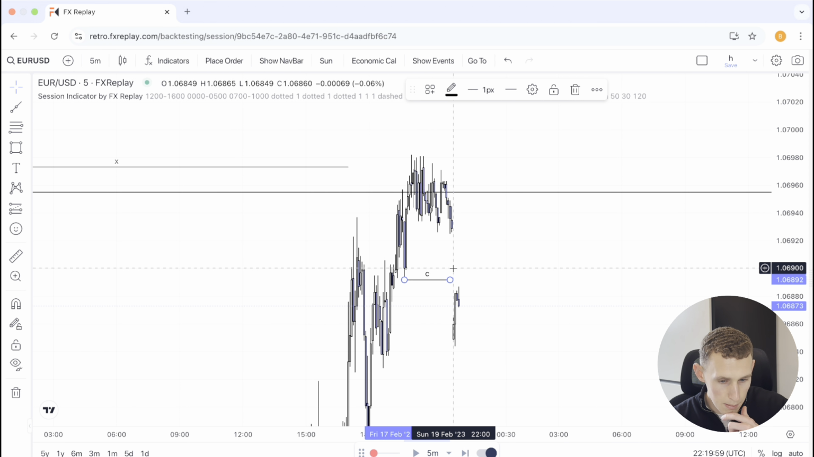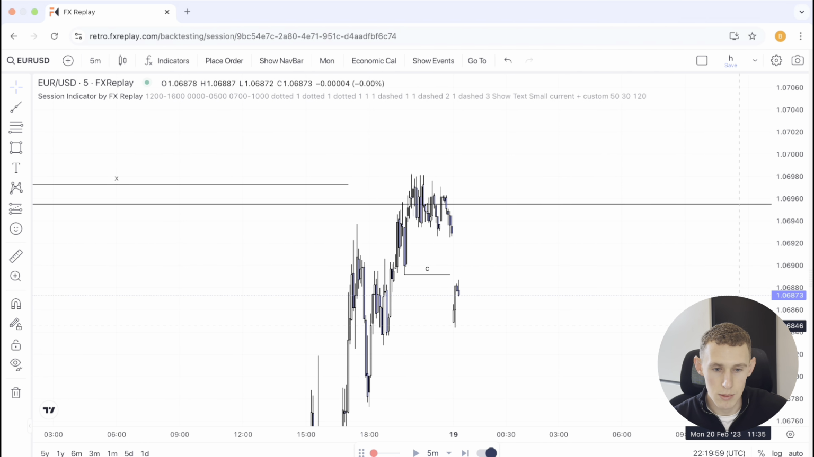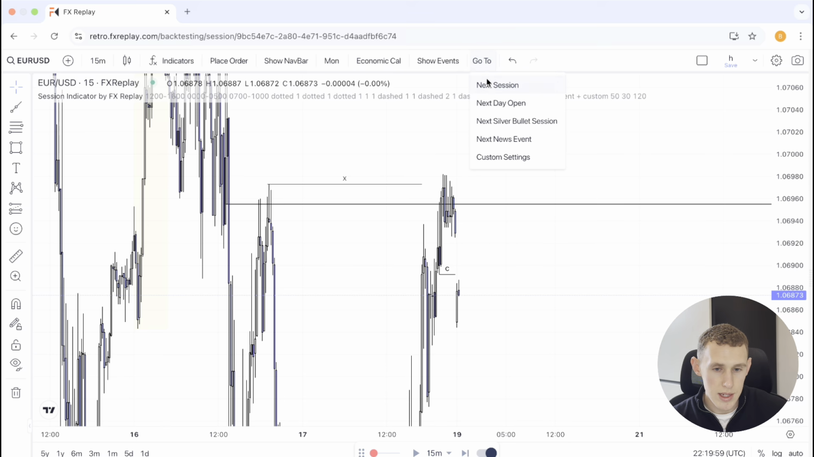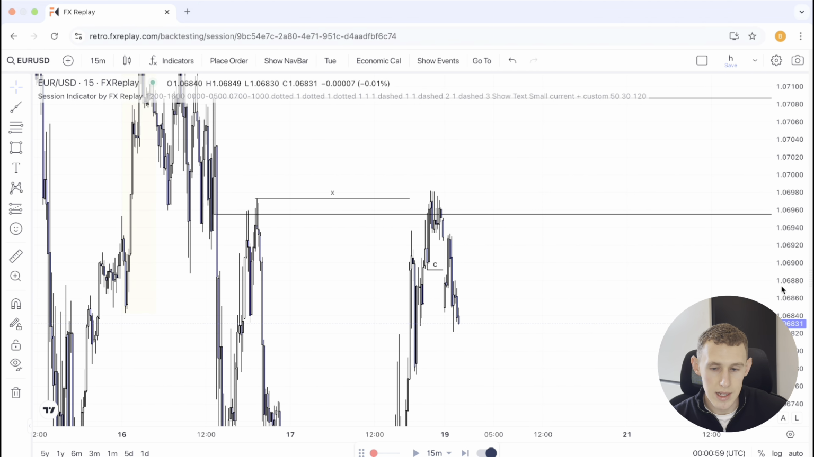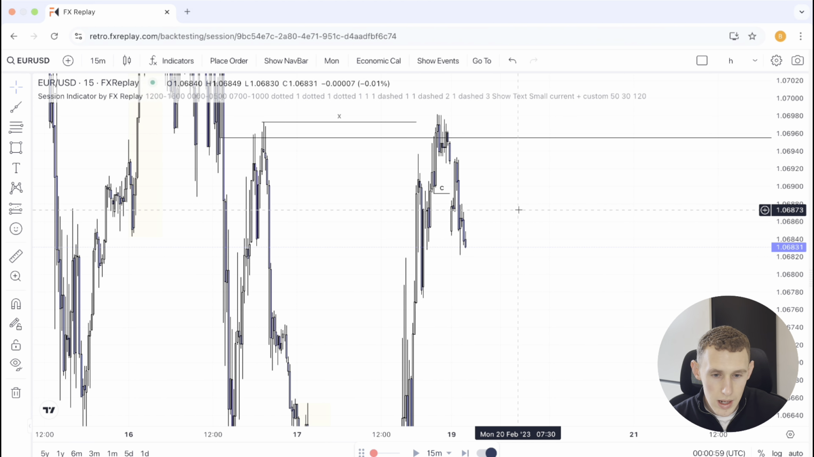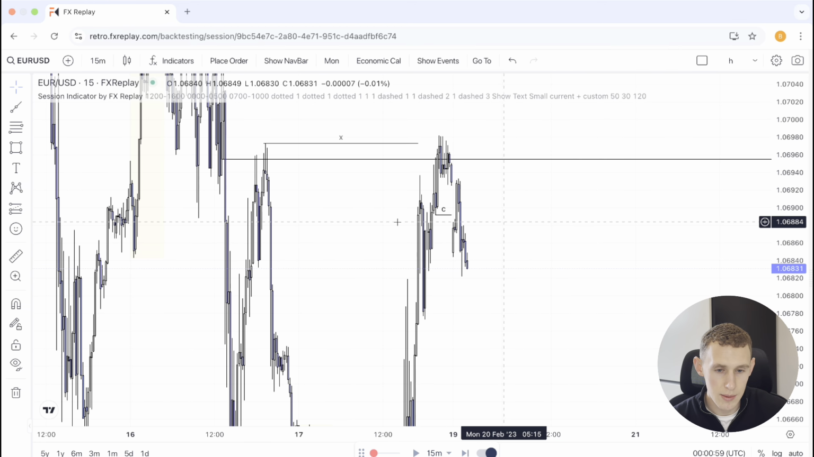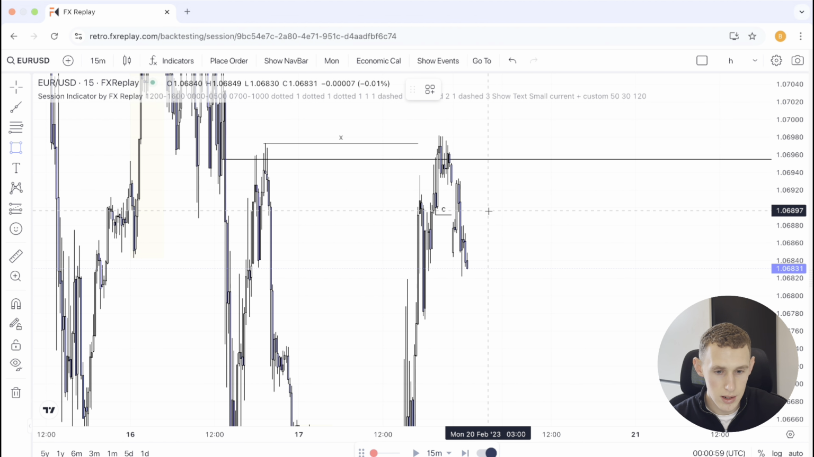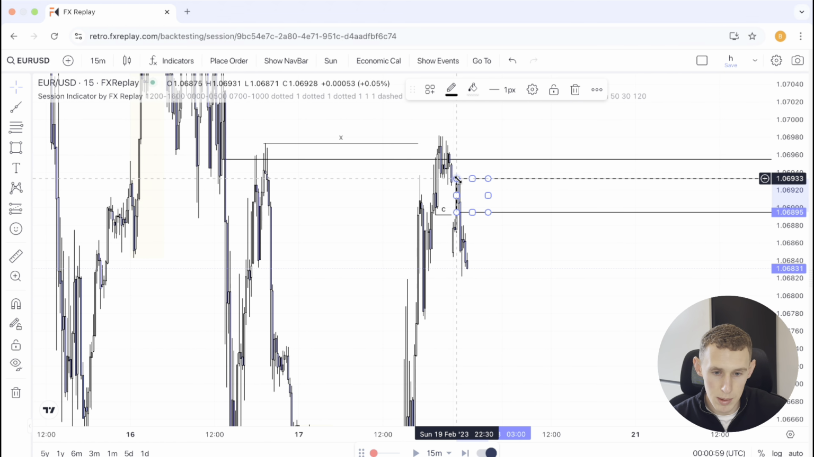This looks like market open on a Sunday, which it is. So obviously I wouldn't be entering this. I'm just going to fast forward to the next day open. As you can see now, price has continued the momentum downwards. We've created an area of imbalanced supply.